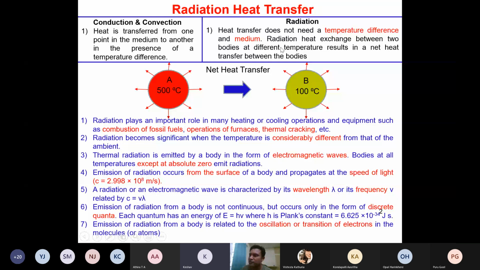The radiation heat exchange between two bodies at different temperatures results in a net heat transfer between the bodies.